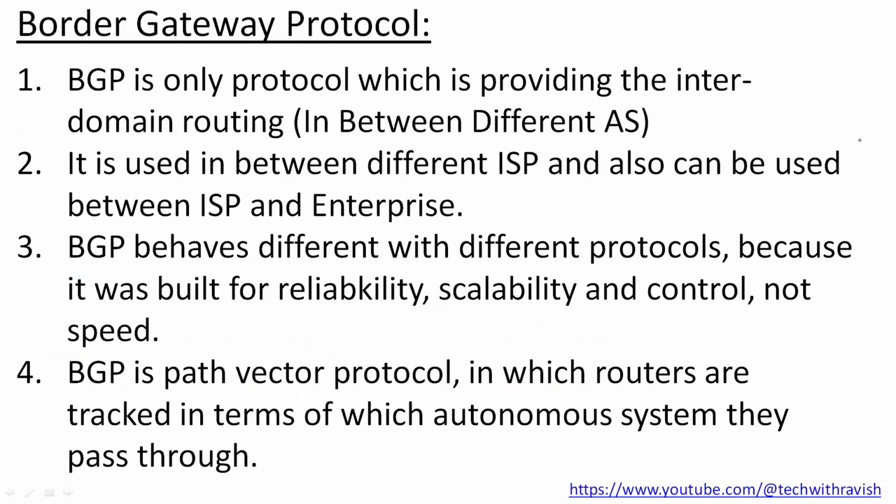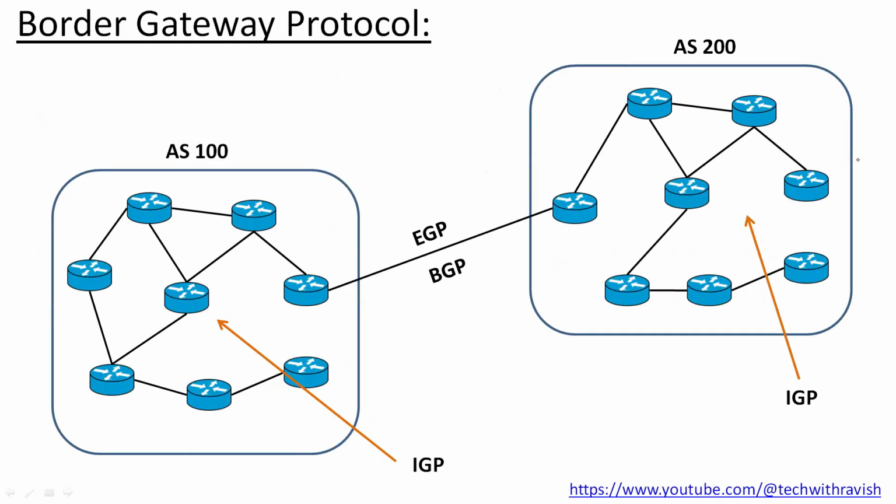Let's talk about the BGP protocol. BGP is the only protocol that provides inter-domain routing between different ASes. It is used between different ISPs and can also be used for ISP and enterprise connections. So BGP can work with different protocols. It was built for reliability, scalability and full control over the speed. BGP is a path vector protocol in which routes are tracked in terms of which autonomous systems they pass through. So this is how the BGP protocol works.